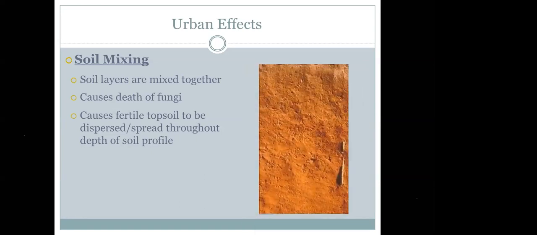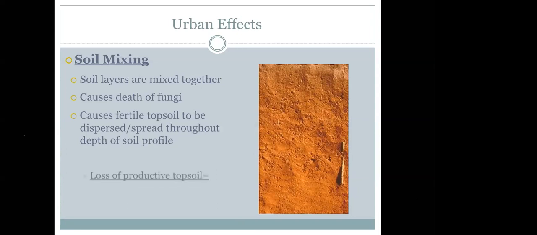And this is sort of the soil that results. It looks much more consistent from top to bottom. So if you dig up a really disturbed soil, oftentimes it's just sort of red from the top to the bottom. And that's a sign that the soil has been extensively mixed together and you don't have that natural layering anymore.